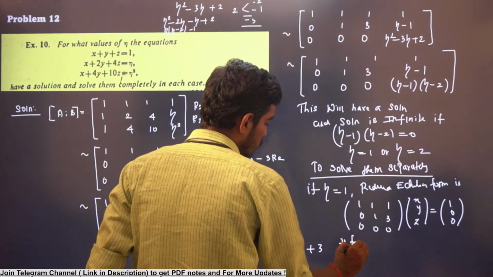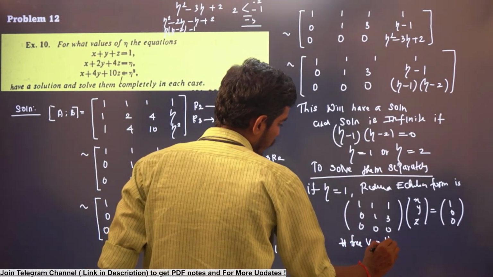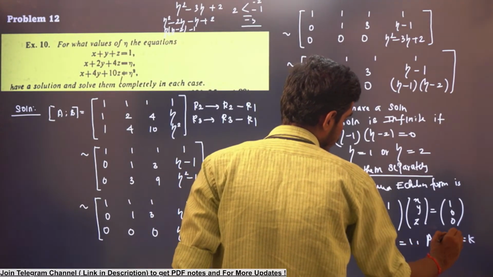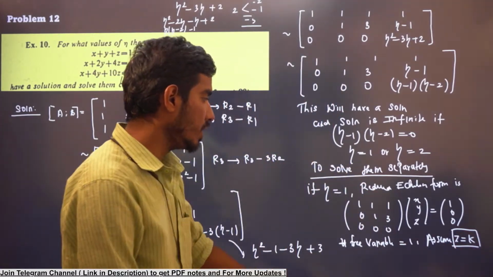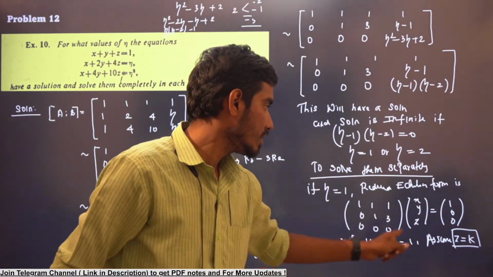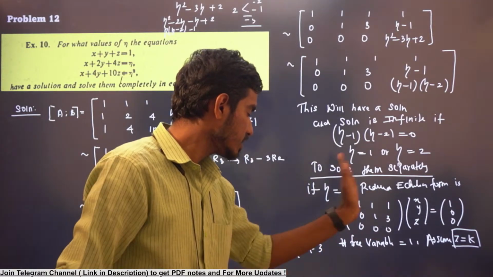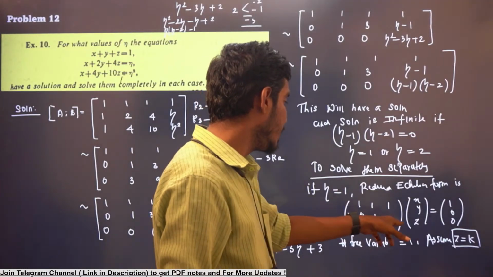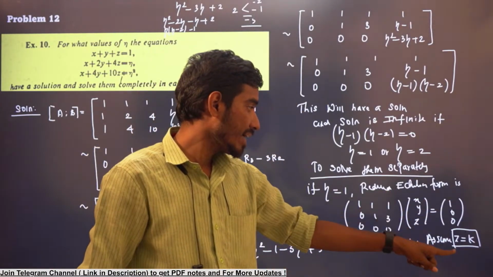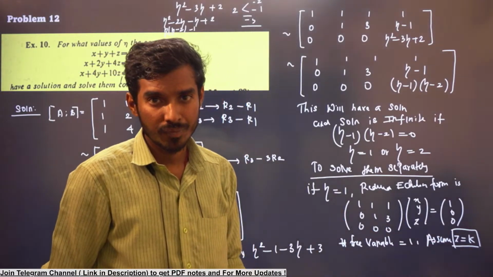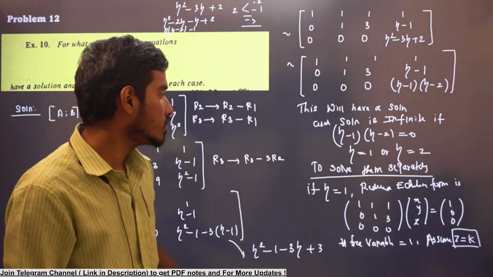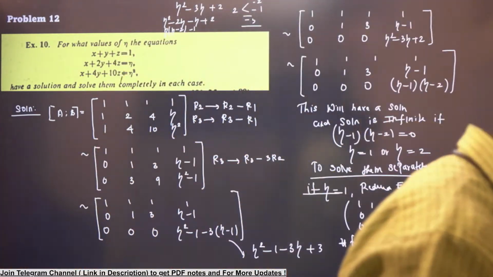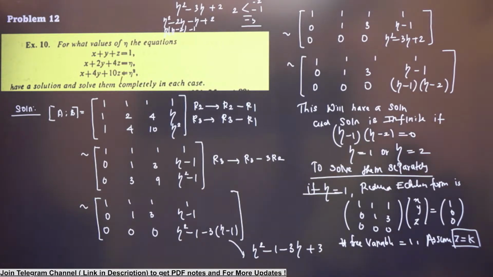The number of free variables is 1. So assume z is equal to k and solve for x and y. You can see here you have x plus 3y is 0, so x is equal to minus 3y. Then y plus 3z is 0, so y is minus 3z, so y is minus 3k. That way you can find x. Similarly, if eta is equal to 1, you find infinitely many solutions. If eta is equal to 2, again you solve and find infinitely many solutions.